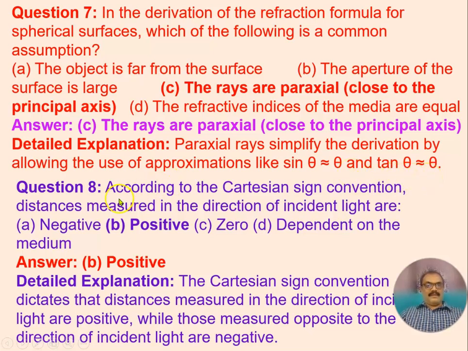Question 8. According to the Cartesian sign convention, distances measured in the direction of incident light are A. Negative. B. Positive. C. 0. D. Dependent on the medium. Answer B. Positive. Detailed explanation. The Cartesian sign convention dictates that distances measured in the direction of incident light are positive, while those measured opposite to the direction of incident light are negative.